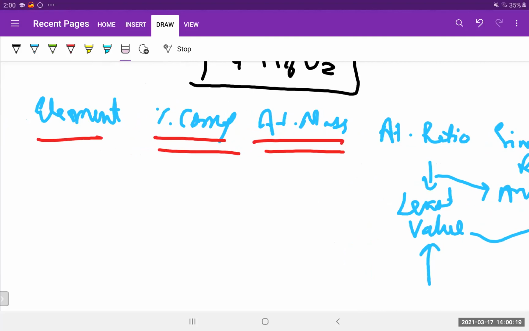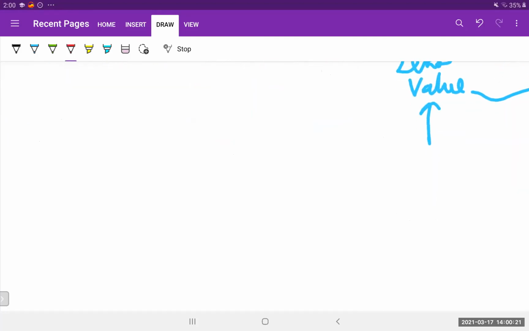Okay, let's now come to the next thing. Next, what you have to remember: empirical formula you will find out on your own. We have to remember RMM, that is relative molecular mass, equals 2 into vapor density. I always make this mistake of pronouncing it as velocity density. I'm sorry. So vapor density.